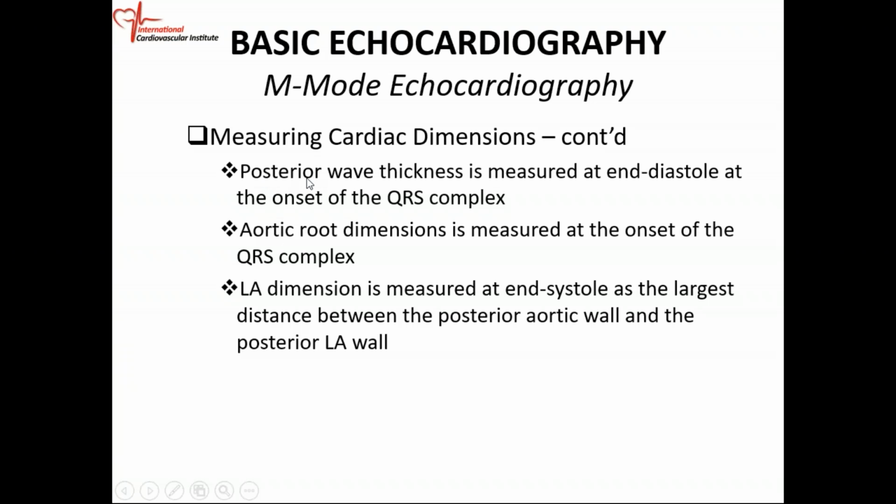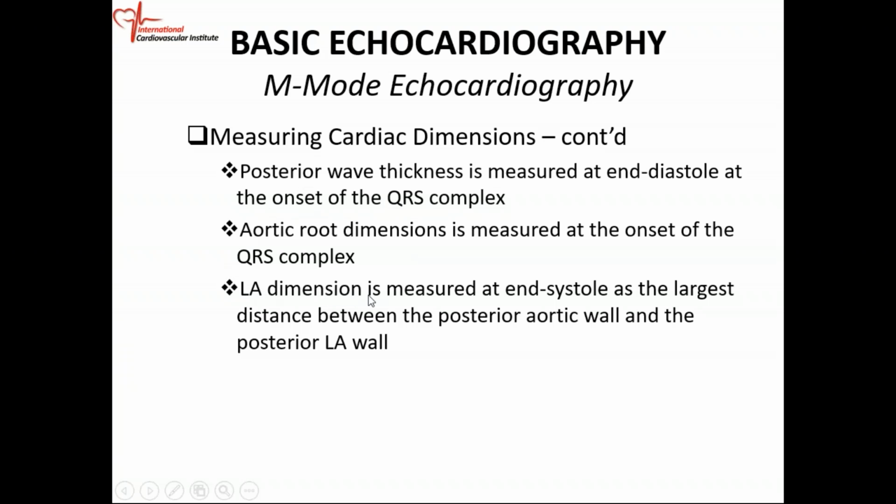Then your posterior wall thickness, again, is measured at the onset of the QRS. That's end diastole. The aortic root dimension is measured at the onset of the QRS as well. The ASE does not recommend using M-mode measurements anymore, but for exam purposes, they like historic stuff, so they will probably ask you that. So most of the measurements you can see are done at the onset of the QRS.